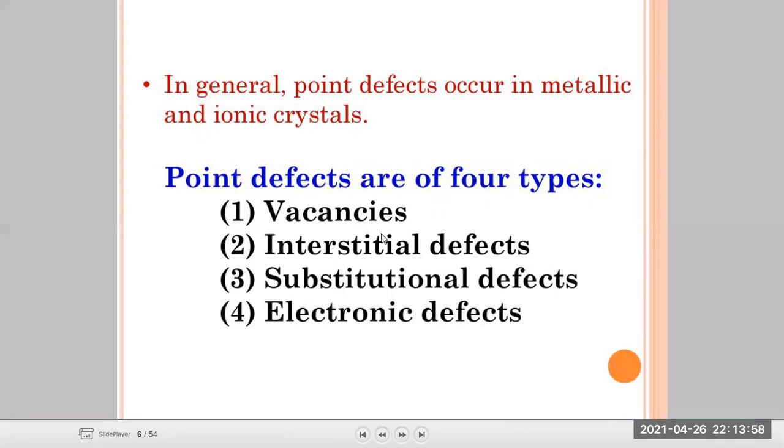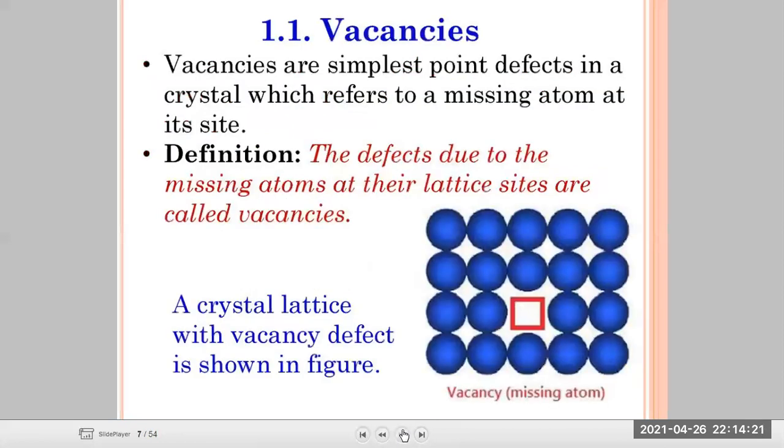First one is vacancies. Second one is interstitial defect. Third one is substitutional defect. And the fourth one is called electronic defect. Now, this is the subclassification of the point defect: how the atoms will be missed in the crystal if there is an existence of the point defect. You can just see this.